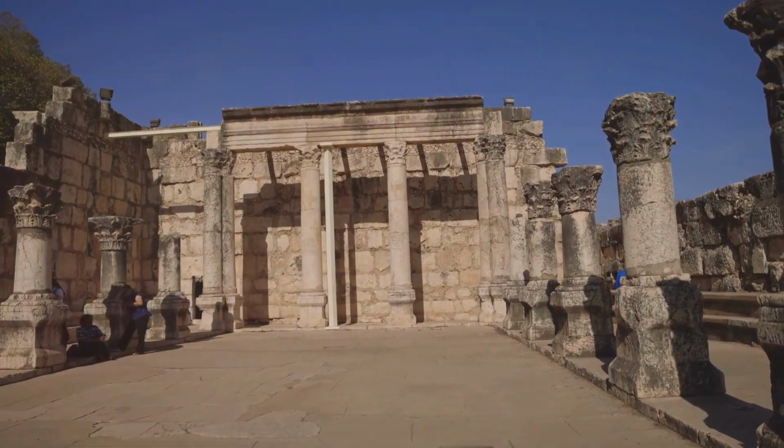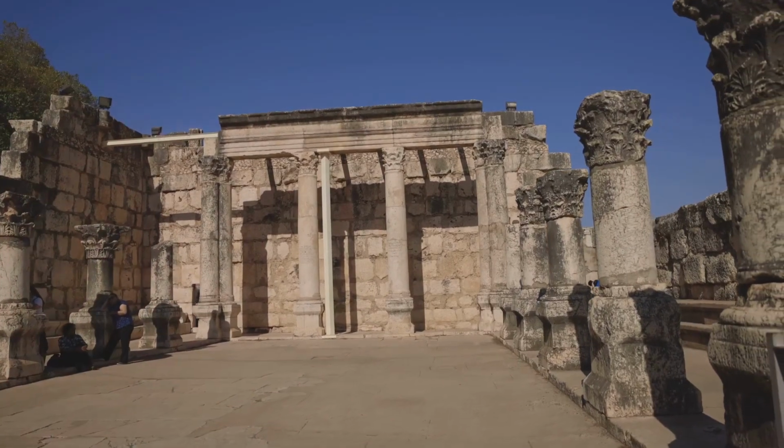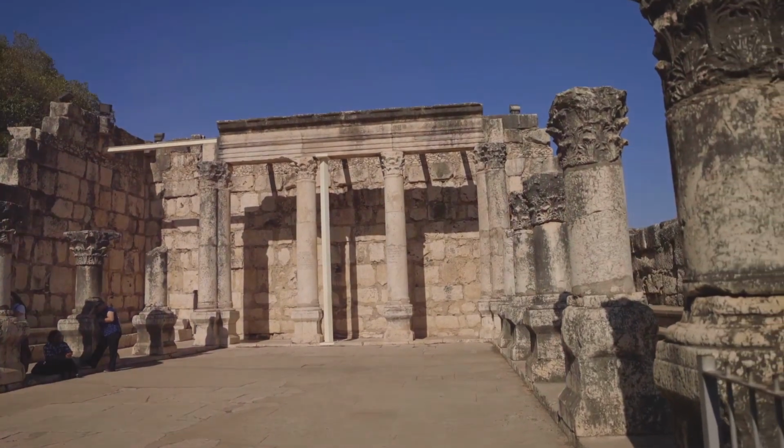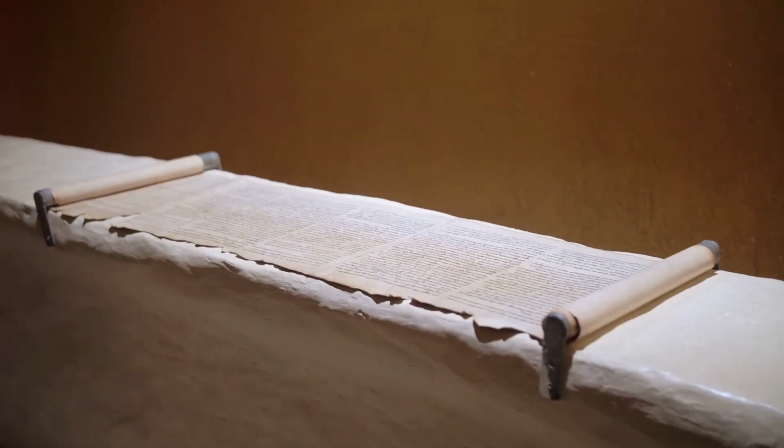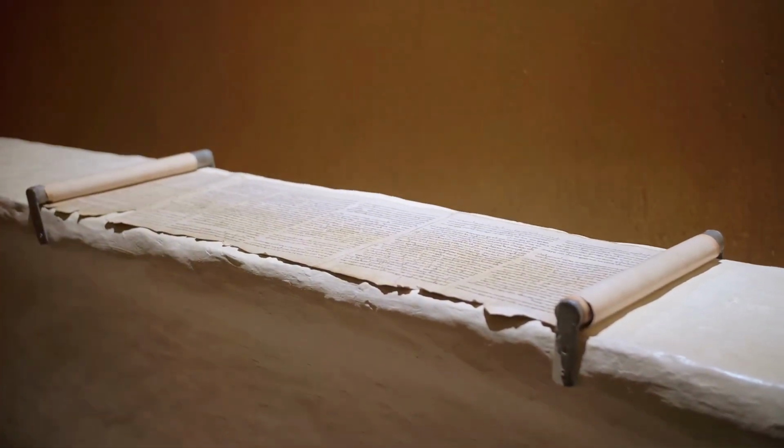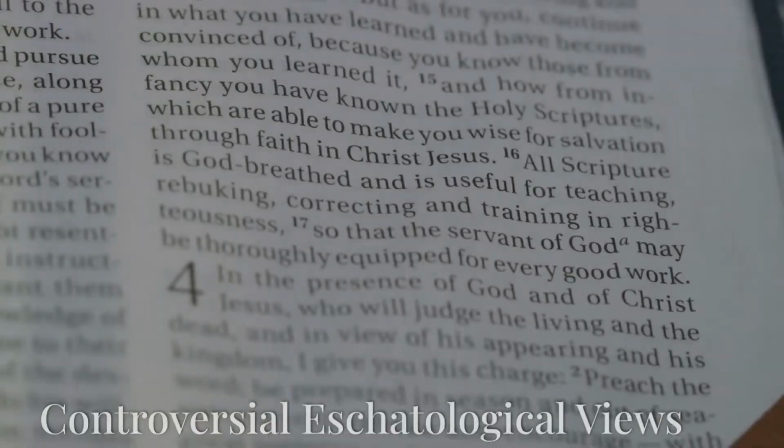Some scholars have criticized the Schofield Bible for its lack of historical and cultural context in its notes. They argue that Schofield's annotations sometimes reflect a superficial understanding of the historical and cultural background of the biblical texts. This can result in interpretations that are disconnected from the original context and meaning of the scriptures.